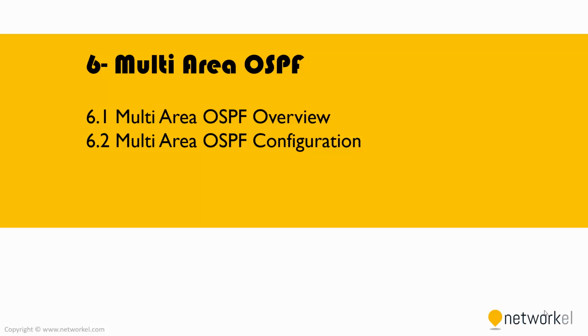In this section, we are going to talk about multi-area OSPF. In the first chapter, we are going to talk about the multi-area OSPF overview, and after we'll talk about multi-area OSPF configuration. In OSPF, a single autonomous system can be divided into smaller groups called areas. This reduces the number of link state advertisements and other OSPF overhead traffic sent on the network, and it also reduces the size of the topology database that each router must maintain.